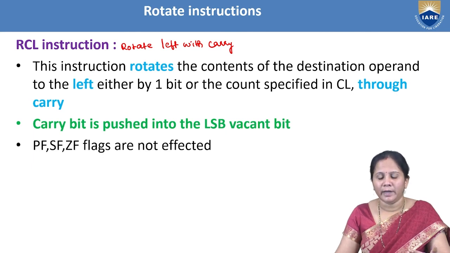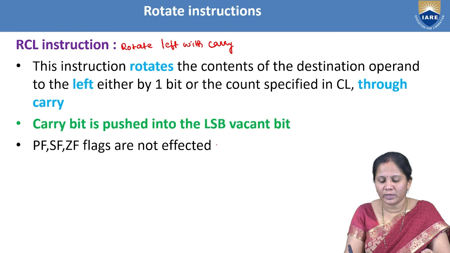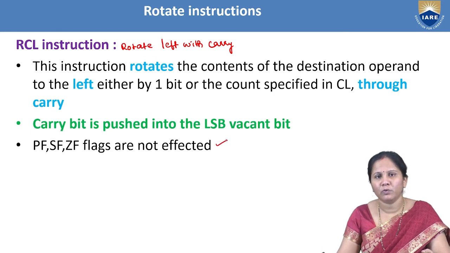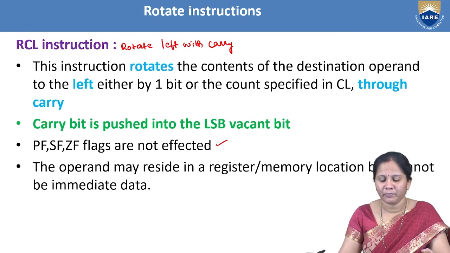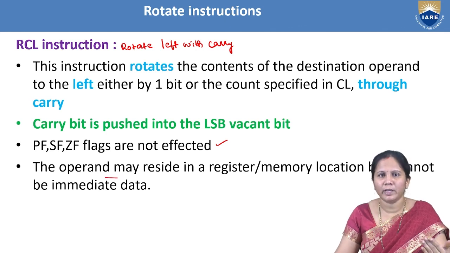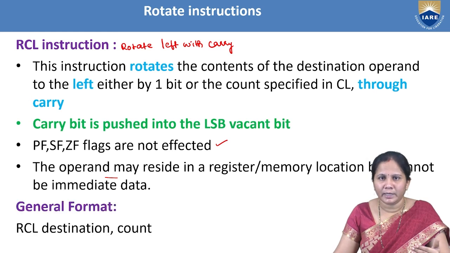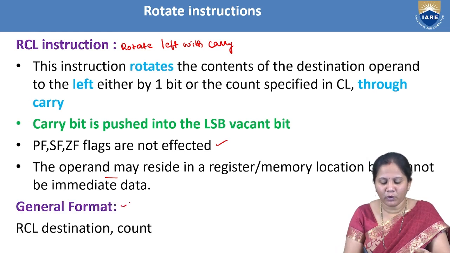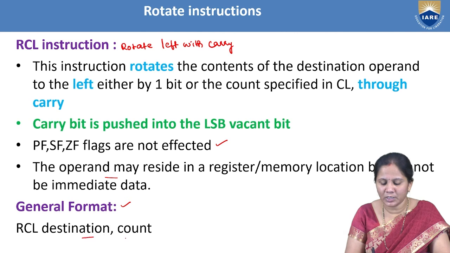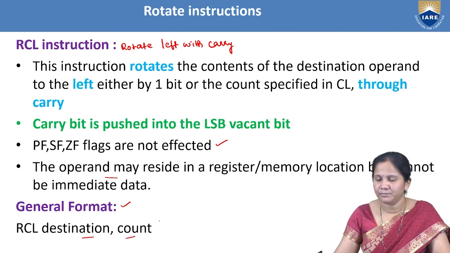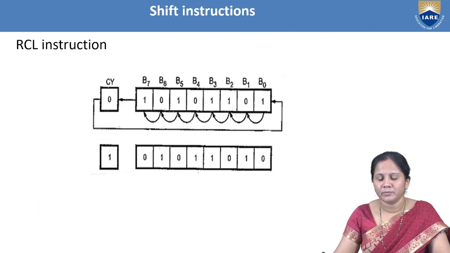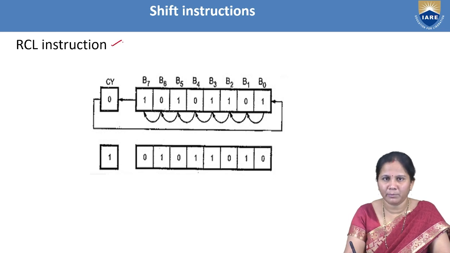Okay. And so when this instruction is executed, parity flag, sign flag and zero flag will be affected. And here the operand may reside in a register or any memory location except the immediate data. And this is the general format of RCL instruction, same as the previous instruction. So RCL destination, count. So this is the general example for 8-bit data.